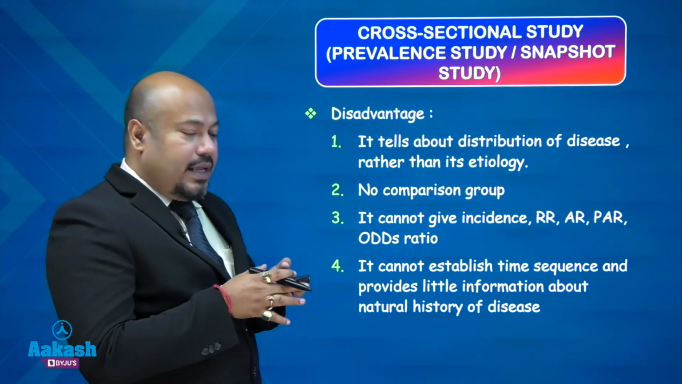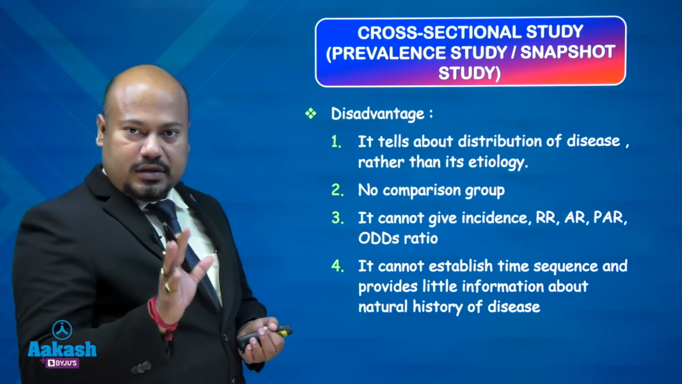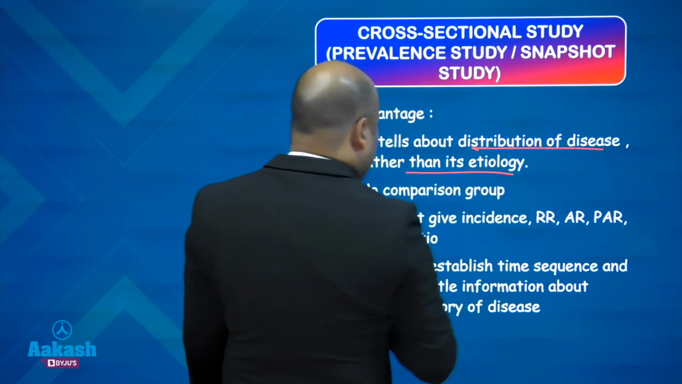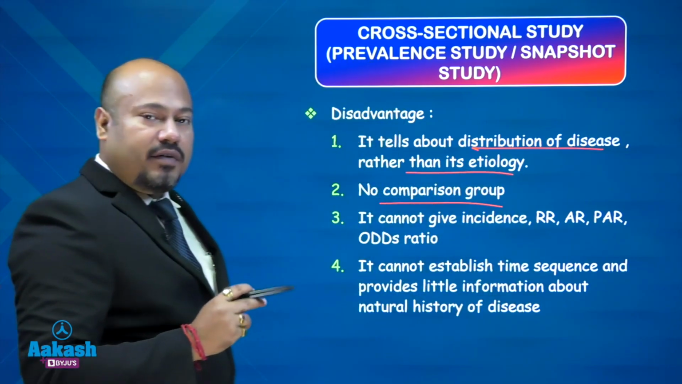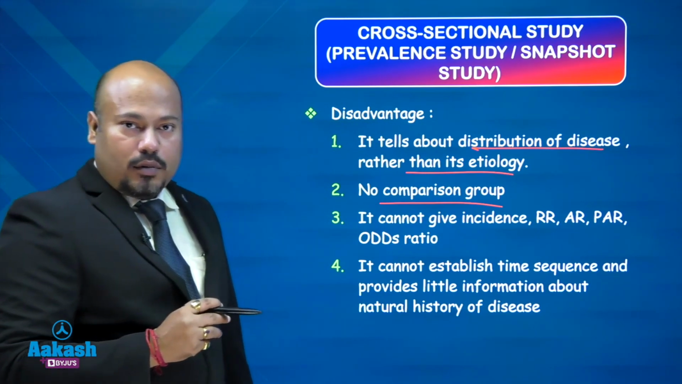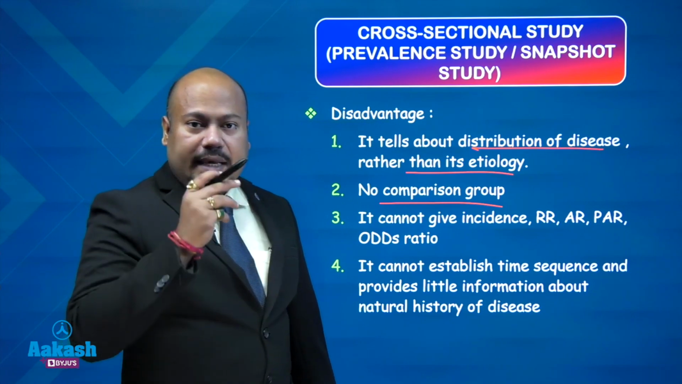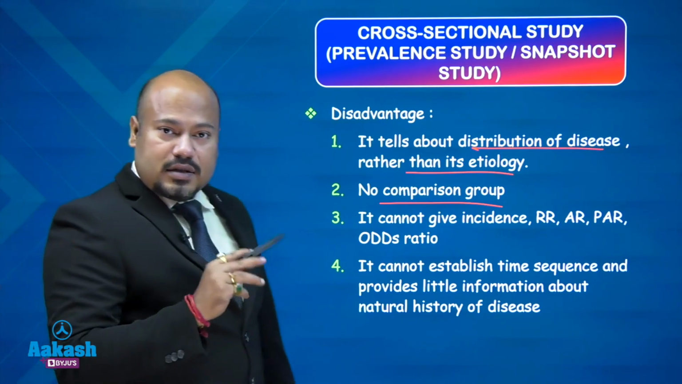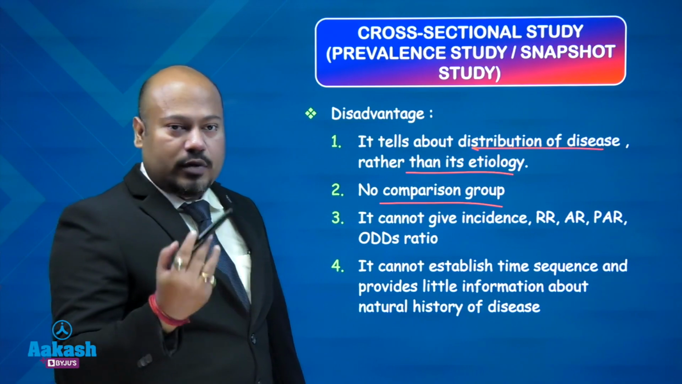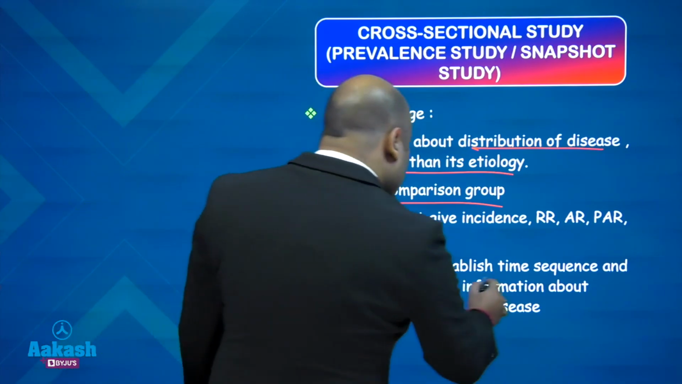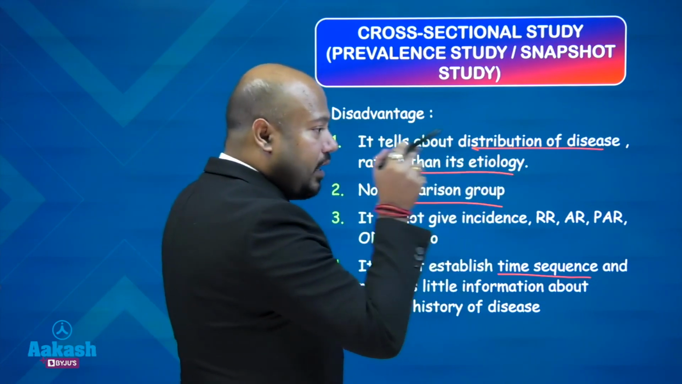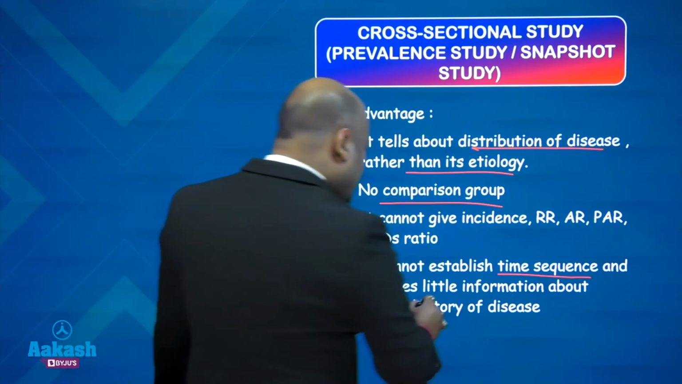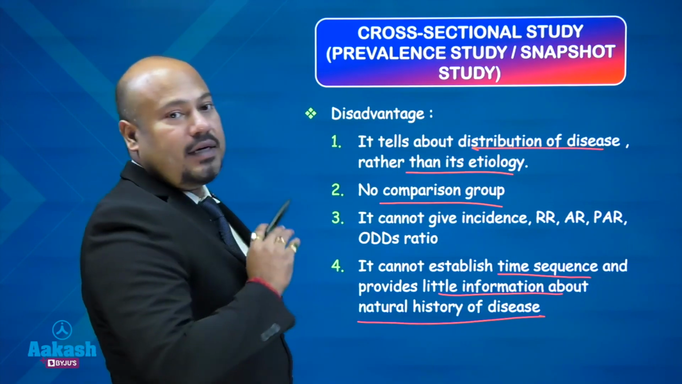So what's the disadvantage? You are just telling about the distribution of the disease. You don't know the etiology, the origin, okay? So distribution of the disease rather than its etiology. Plus there is no comparison group. Previously, whatever we have discussed, case control, cohort, retrospective cohort, mixed cohort, nested case control, everywhere there was a comparison group, means a non-exposed group, but here there is no comparison group. So you cannot get incidence, relative risk, okay, attributable risk, population attributable risk, or even the odds ratio, right? And also it cannot establish time sequence because you are not following up, neither are you going back in time, yes or no? So there is no forward component or a retrospective component, right? And so it will provide little information about the natural history of the disease. These are the demerits of cross-sectional study.